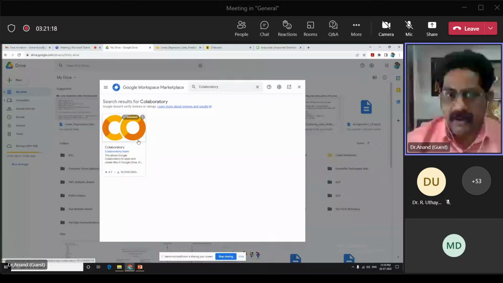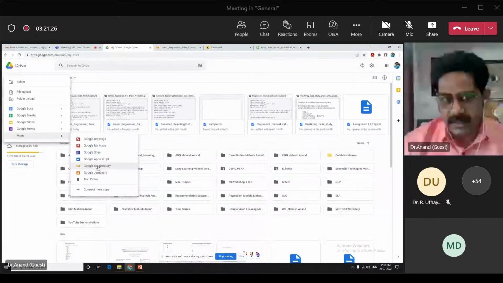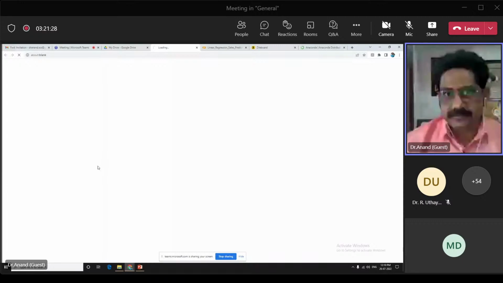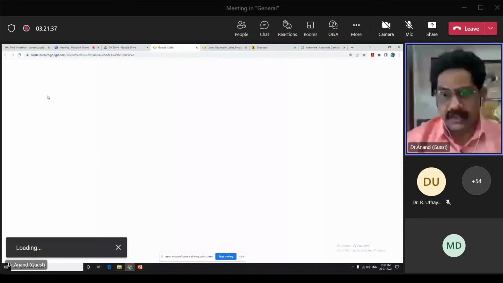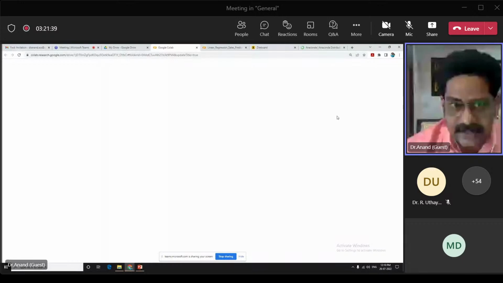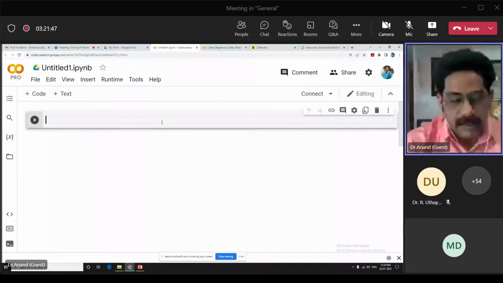Once you have installed it, click New, go to the More option, and Collaboratory is available. You can click it. Once you click this, your Jupyter editor will open. The beauty here is that this editor is going to run virtually, remotely on the Google server, not on your local machine. So your editor looks like this.